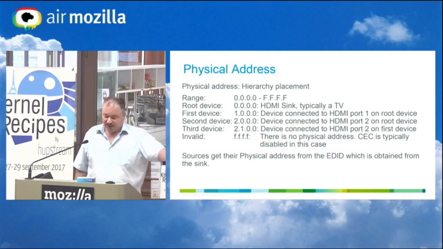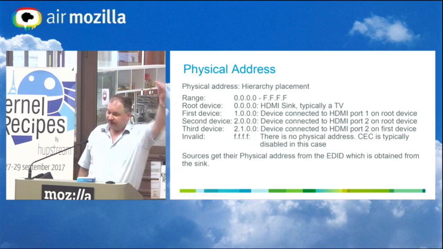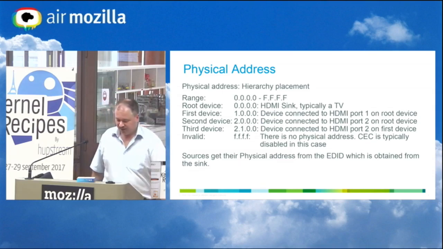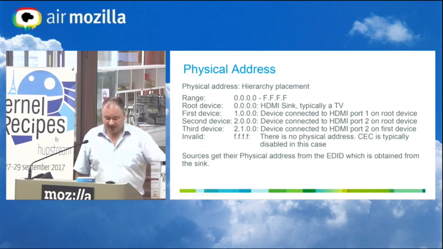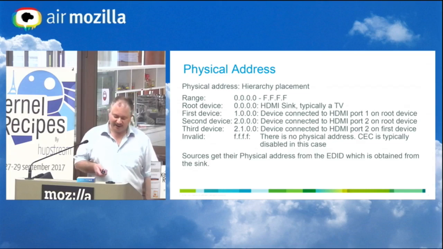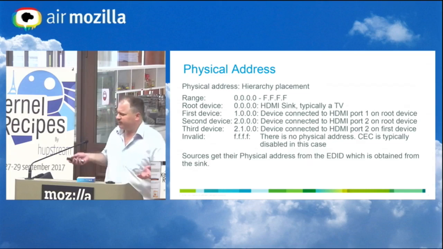This also means you have at most five levels, where the TV is the first, and then the leaf has four numbers, not four non-zero numbers. Everything else is invalid. There are some devices that, when it's invalid, you typically do not have CEC.